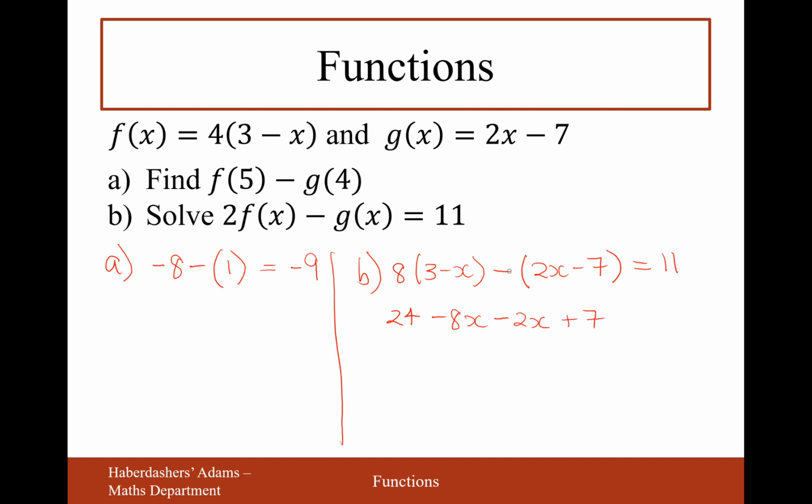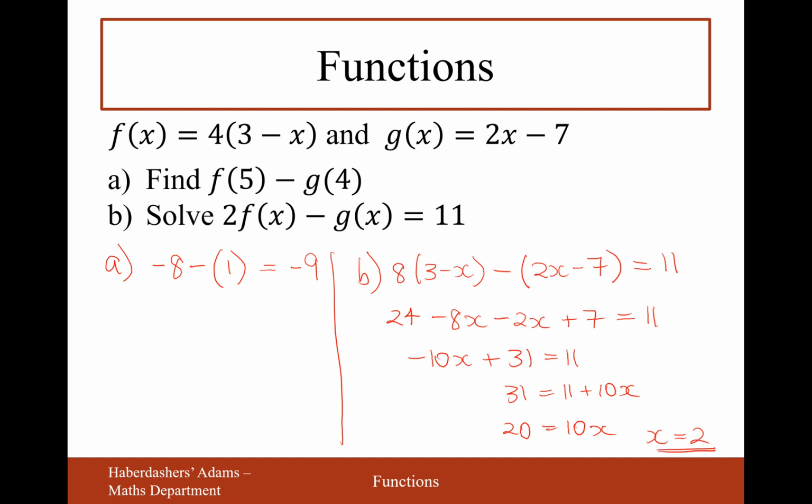And then remember to expand the brackets with the negative symbol here, minus 2x, and then add 7. The reason we're adding 7 is because it's a minus 7, so when you take away a minus, it's an add. Equals 11. Let's simplify this. It's minus 10x. Add these two numbers together, which make 31, equals 11. We'll add the 10x onto the other side. Take away the 11, we get 20, so x equals 2.